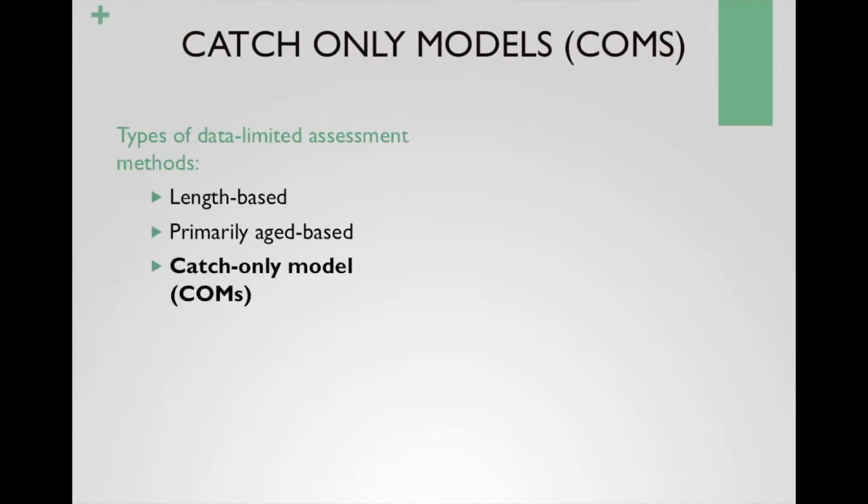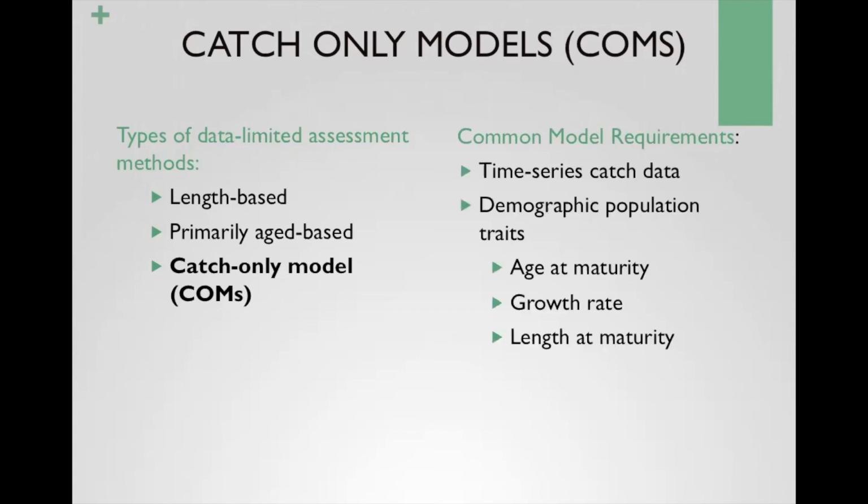Examples of these include length-based methods, which require length survey information as a primary input, as well as age-based and catch-only models, which primarily rely on a time series of harvest data. And often these models also still require additional inputs that are related to demographic population rates. So age of maturity, growth rate, length of maturity.